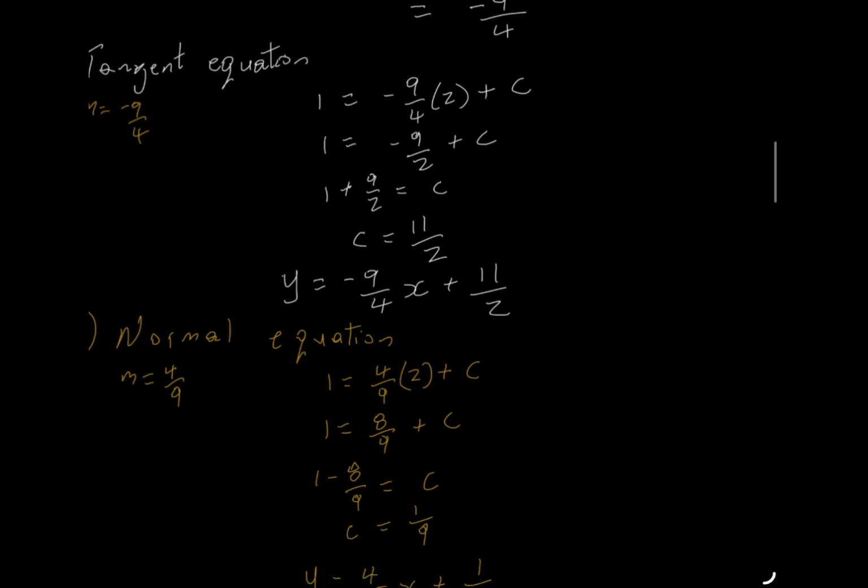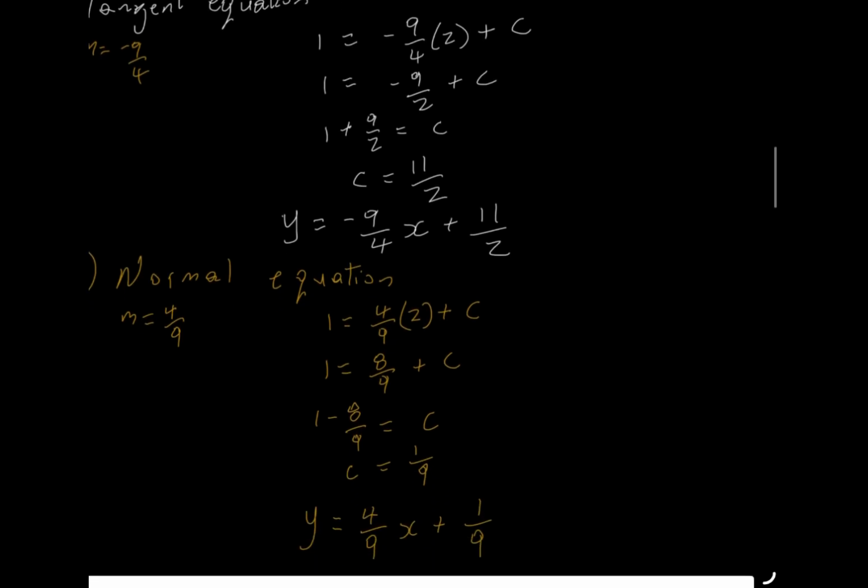Put that into the y = mx + c equation. We have 1 = 4/9 times 2, which is your x, plus c. So 1 = 8/9 + c. So subtract 8/9 from both sides: 1 - 8/9 = c. So c will be equal to 1/9. So our normal equation will be y = 4/9 x + 1/9.